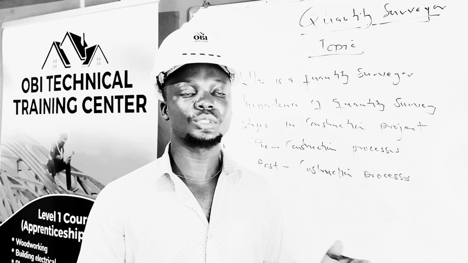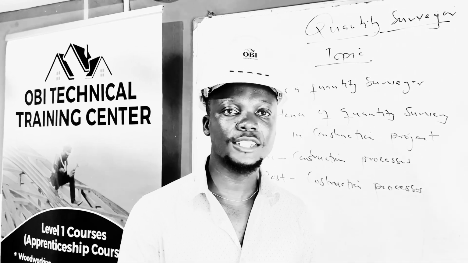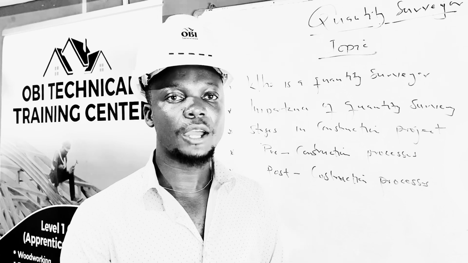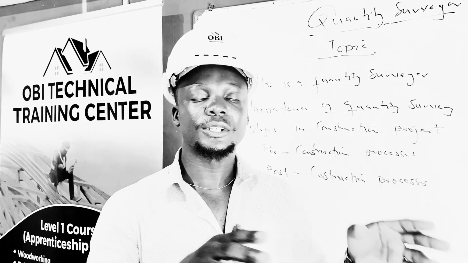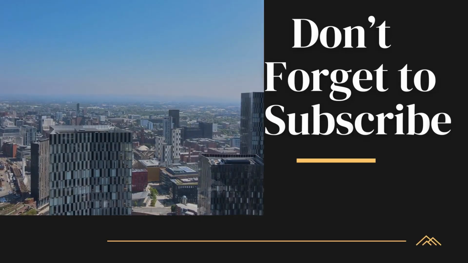Based on any project you are executing, you need to know the type of plants or equipment or tools that you need in order to facilitate or complete the project. That is why we do resources on labor, resources on material, resources on plant and equipment.